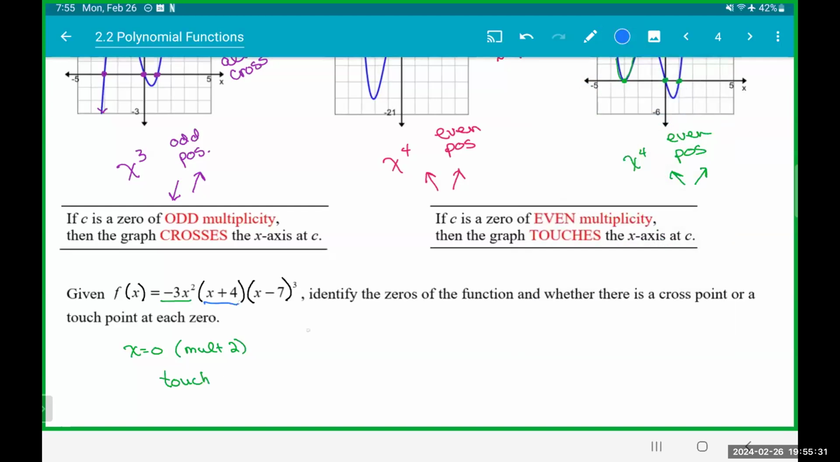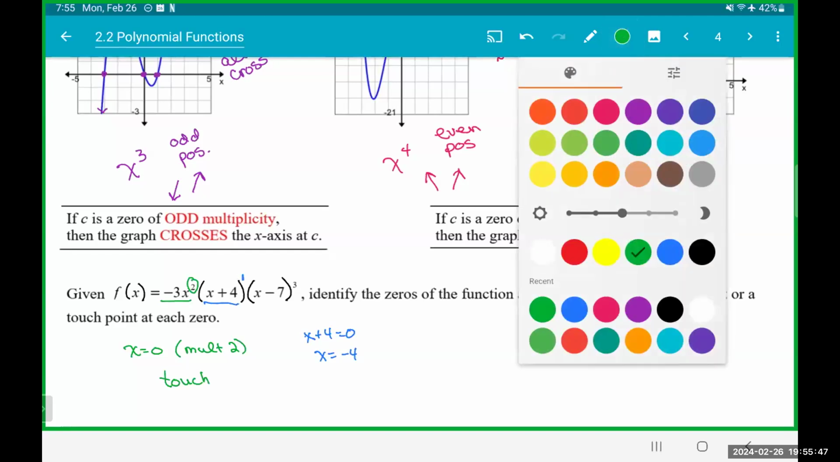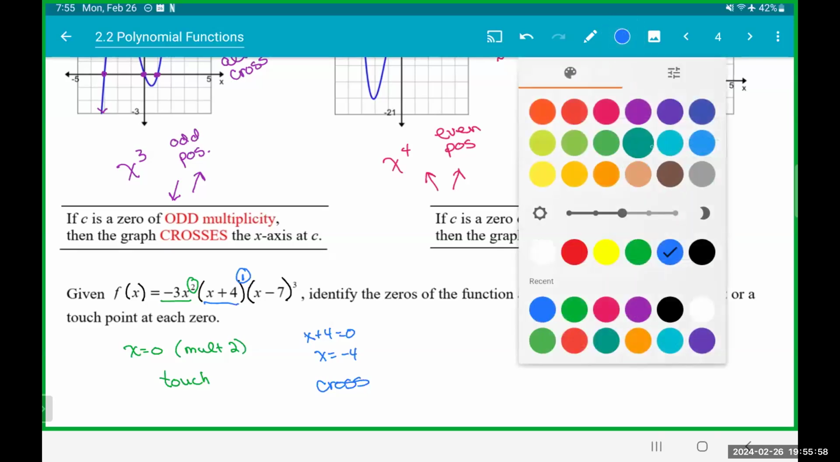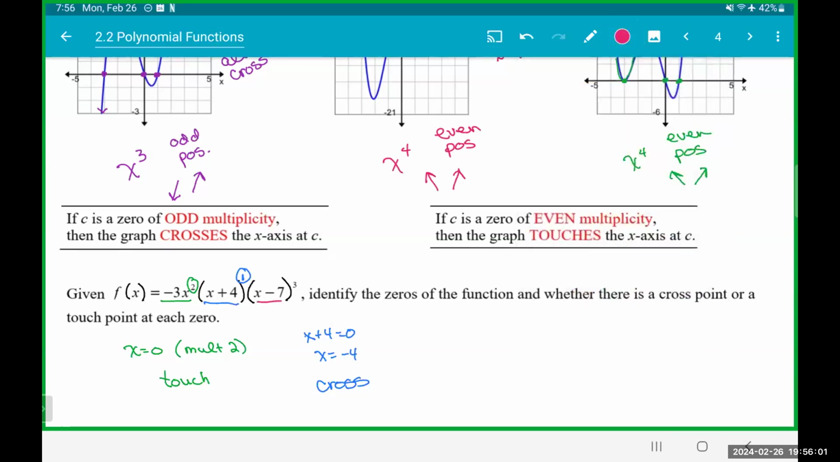For the next term, we have x plus 4 equal to 0. So x equals -4 if we subtract 4 from both sides. Our exponent here is odd. That one was even. So our exponent here is odd. So that means we're going to cross the axis. Okay, and for our x minus 7, add 7 to both sides, I get x equal to 7.